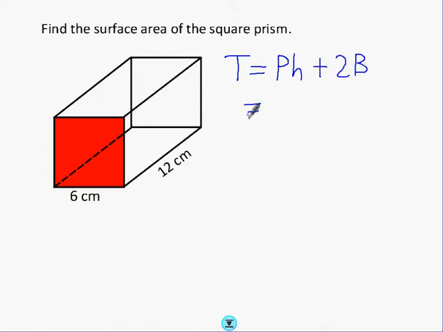Well, the perimeter is that of the base. The base is a square. Its perimeter is going to be 4 times 6, which is 24 for the perimeter. The height is the distance between the squares, which is 12, plus 2 times B. B is the area of the base. It is not a linear measurement. It's an area. Well, the base is a square. The area of the square is going to be 6 times 6, which is 36. So here we have 288 plus 72. It's also 360, interestingly enough.